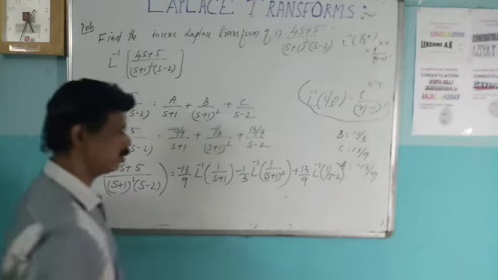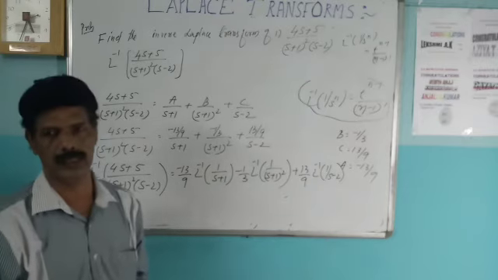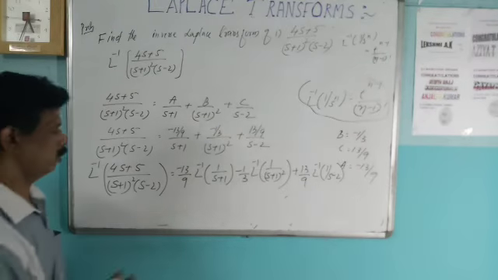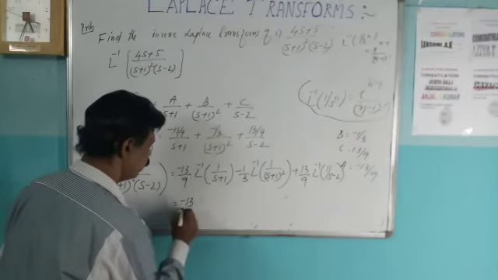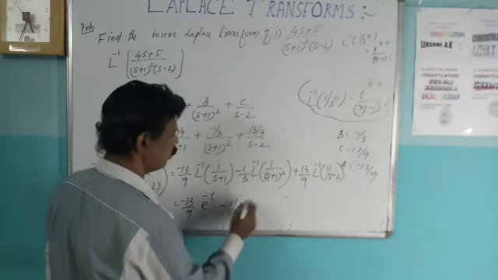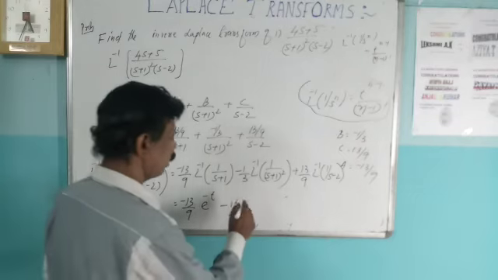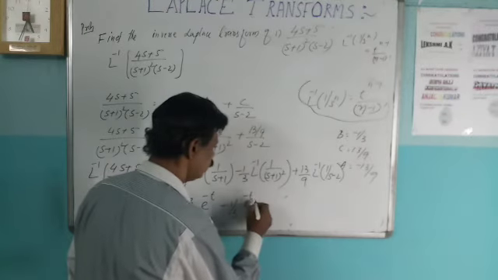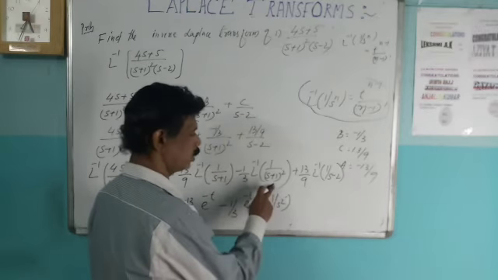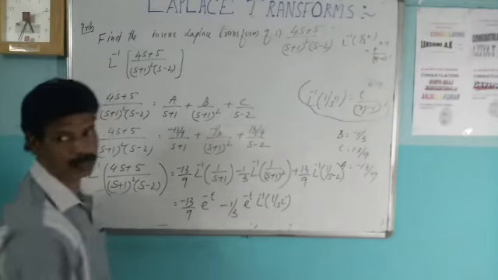Okay. Laplace inverse of 1 by s plus a equals e raised to minus at. Then Laplace inverse of 1 by s plus 1 equals e raised to minus t. So we can write minus 13 by 9 into e raised to minus t. And this is 1 by 3 into Laplace inverse of 1 by (s plus 1) whole square. So that means we can write e raised to minus t into Laplace inverse of 1 by s square. Laplace inverse of 1 by (s plus 1) whole square equals e raised to minus t into Laplace inverse of 1 by s square.